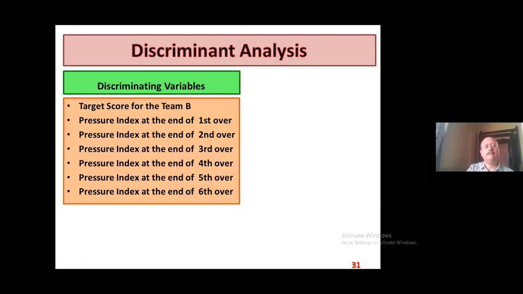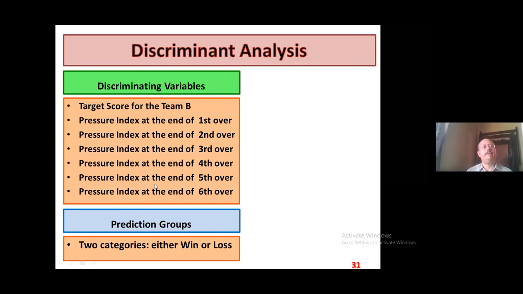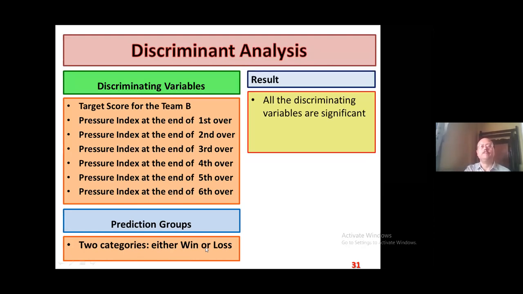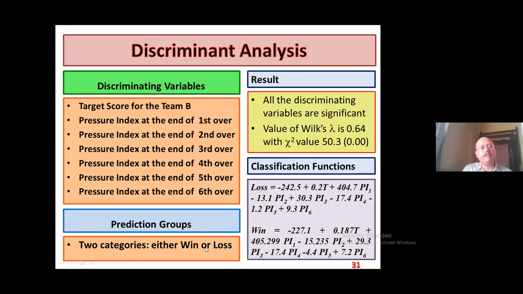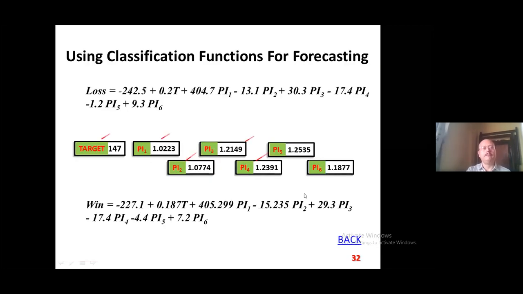So this is how the analysis goes. Our discriminating variables are the target score and the pressure indices at the end of each of these 6 overs. This is our data. What do I want to predict? Only 2 categories, win or loss. So this is the outcome of the analysis. A little bit of statistical jargon, but you can ignore the symbols. All we are trying to highlight is that all these factors turn out to be important in predicting outcomes, which is quite intuitive. And the classification function can be explicitly found out, which is in this box, but this is a better picture.